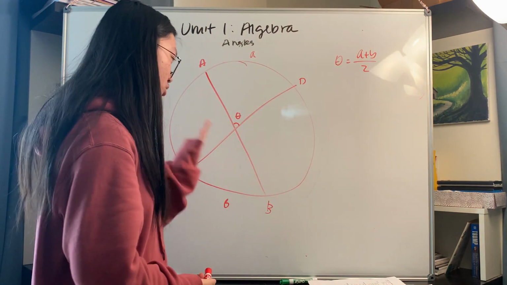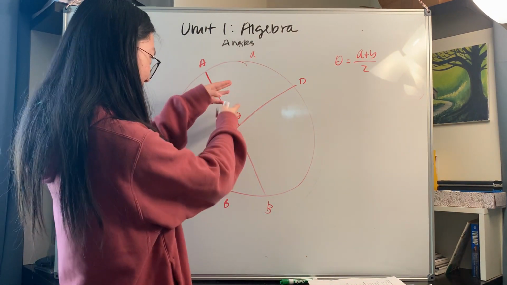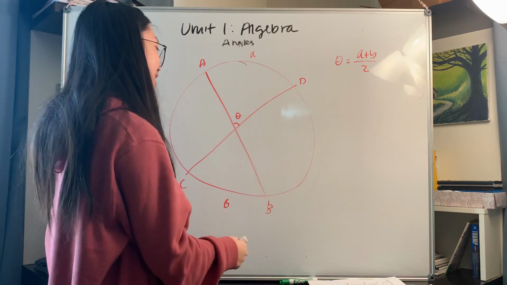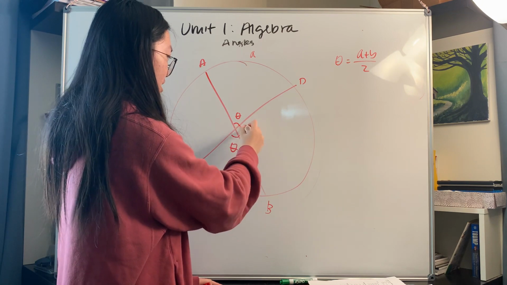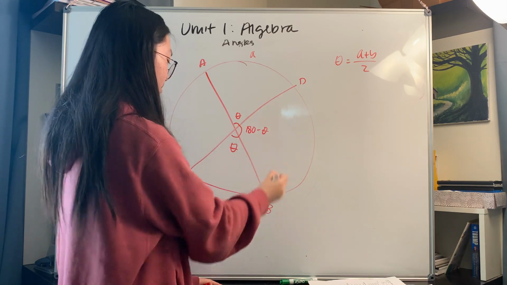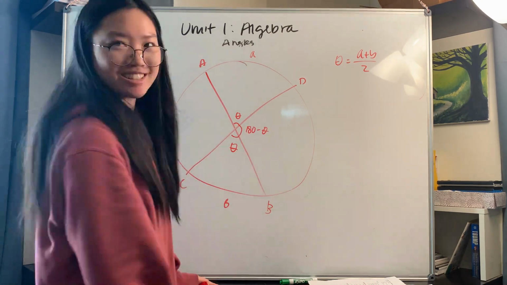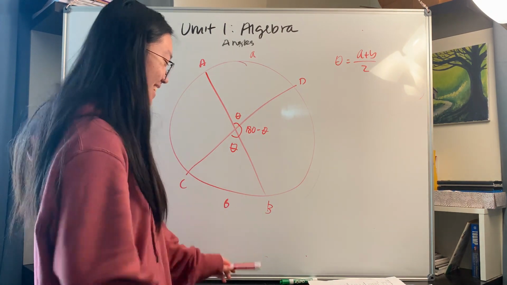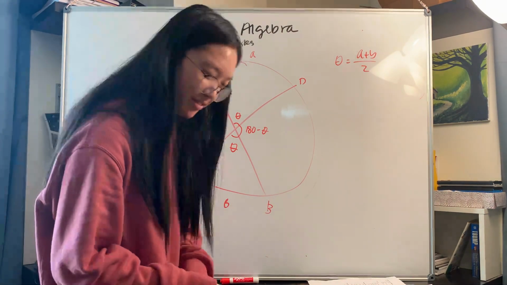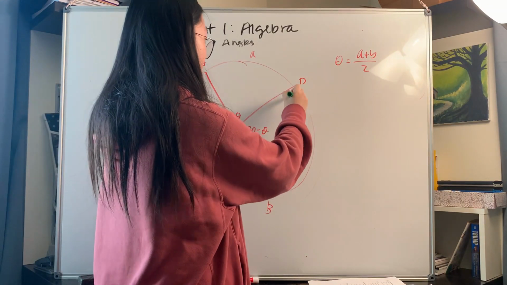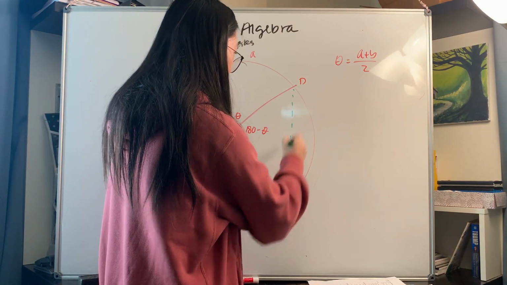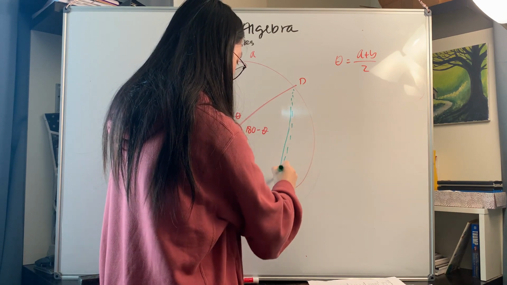You'll notice that it doesn't really matter which angle we chose, because these two angles here are vertical angles. So if this is equal to theta, this is also equal to theta, and this part is equal to 180 minus theta. And the trick to this proof, like the previous proofs that we've done before, is adding a clever line. So we're gonna add a line like so. We're gonna add chord DB, I guess.